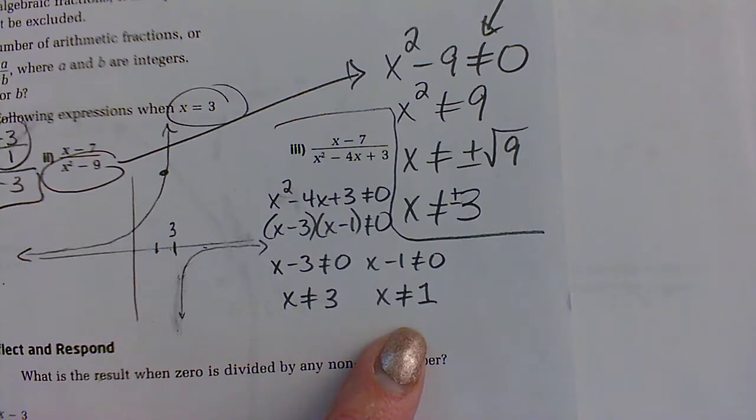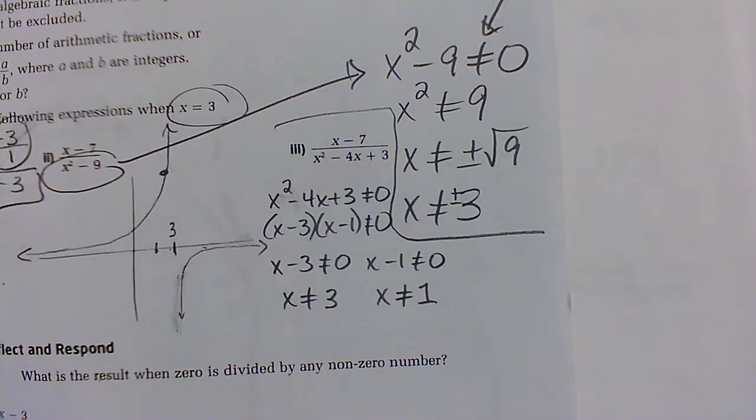1 and 3. So the numerator, can I have a 0 in the numerator? Can I take a 0 and divide it by a number?